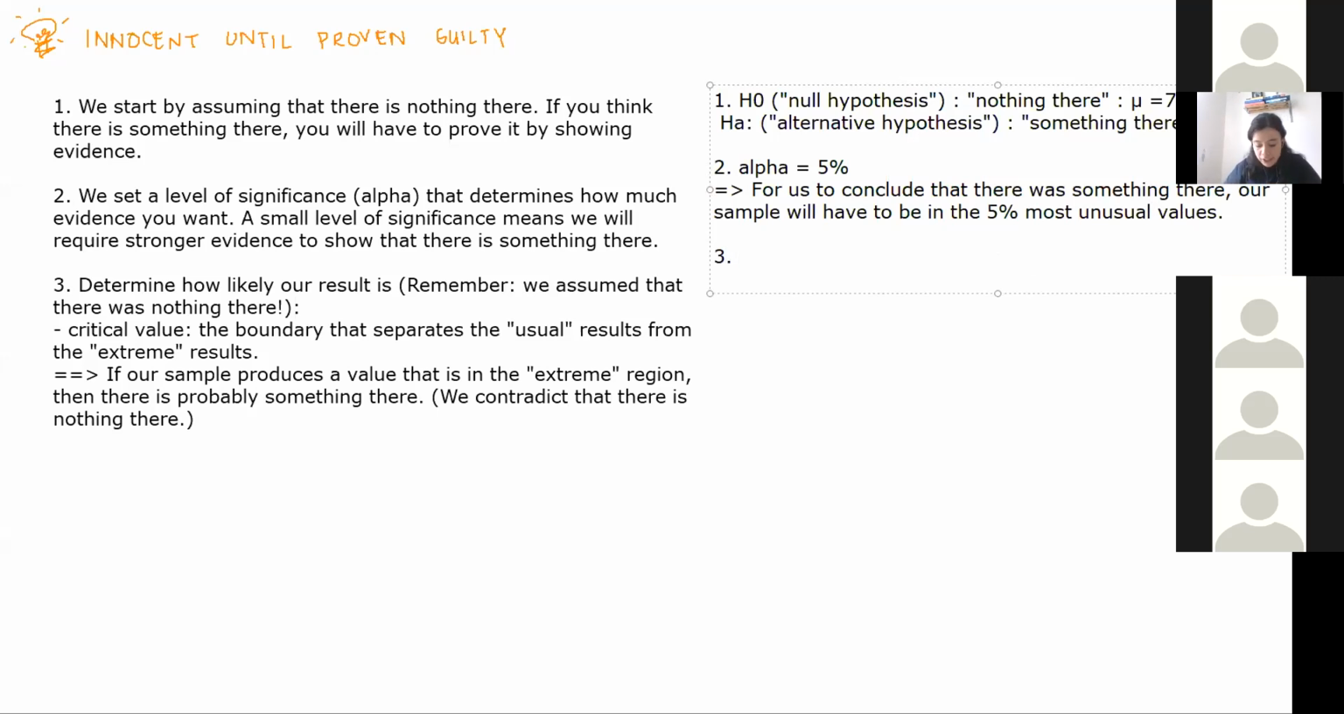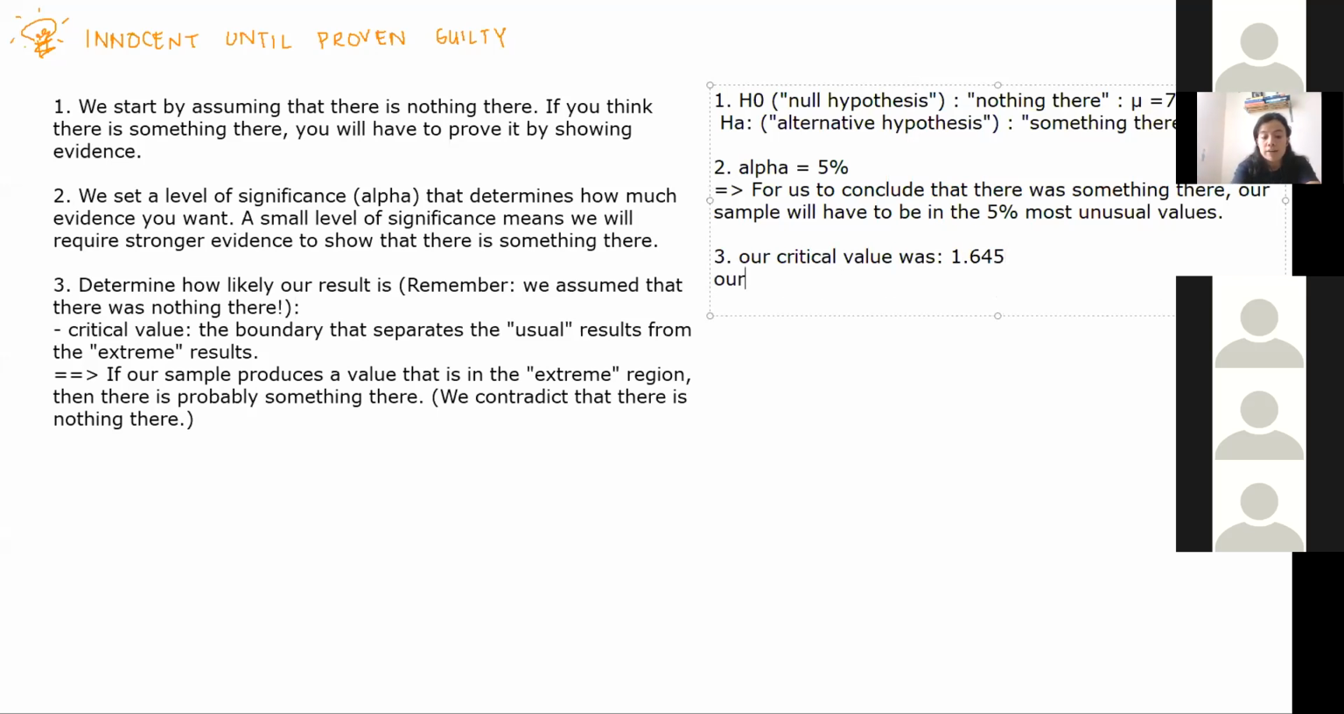And then for the third part, we said, actually, I know that the boundary that separates the top 5% from the rest was 1.645. I found the value for ours, and it wasn't larger than 1.645, so I can't conclude that there's anything there. So what we did is we said, find the boundary that separates the usual results from the extreme results. So we found our critical value was 1.645. So this separated the top 5% from the bottom 95%.